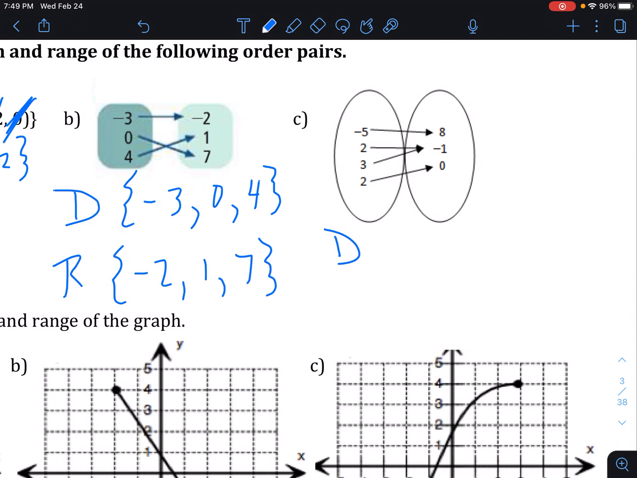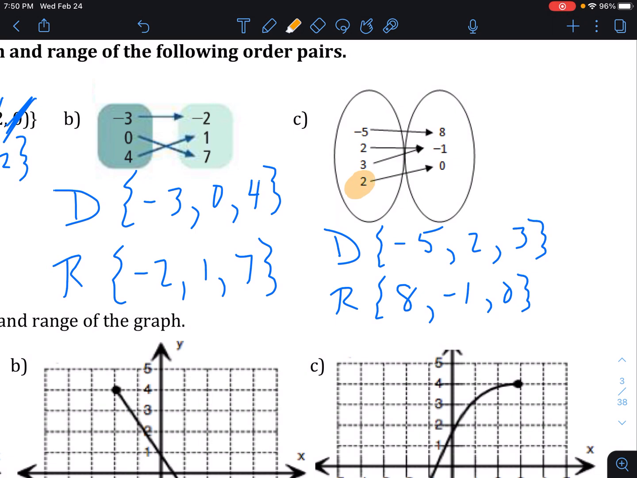So the domain on the left, just list those numbers, -5, 2, 3. Don't repeat that other 2. And then the range values, 8, -1, and 0. By the way, I want to take a side note here. Look at this too. If you were making a mapping diagram, you would not repeat those 2's. So that's actually an incorrect diagram.